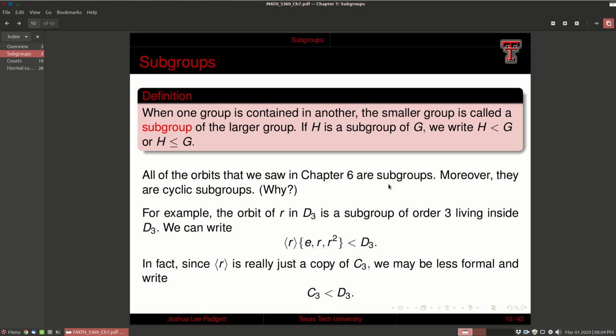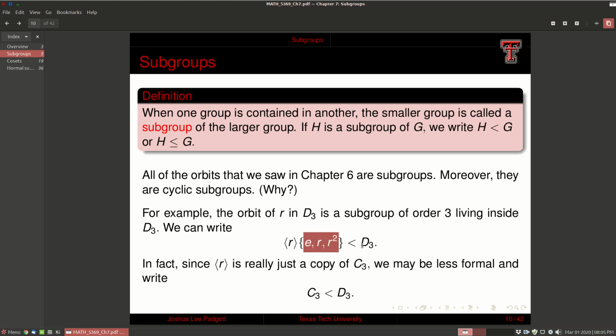Okay, so this is something you should think about for yourself. Now, for example, the orbit of R in D3 is a subgroup of order 3 living inside of D3. There should be an equal sign right here. So what do I mean? This angle bracket of R equals, in the curly braces, E, R, and R squared. Why? Because if I do R times R, I get R squared. If I do R squared times R, I get R cubed, which is equivalent to doing nothing. And then if I do E times R, I get R. So this is all that I get.